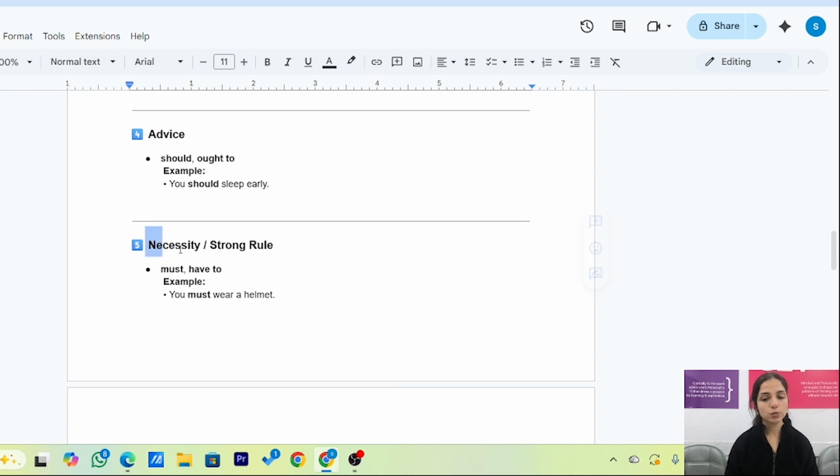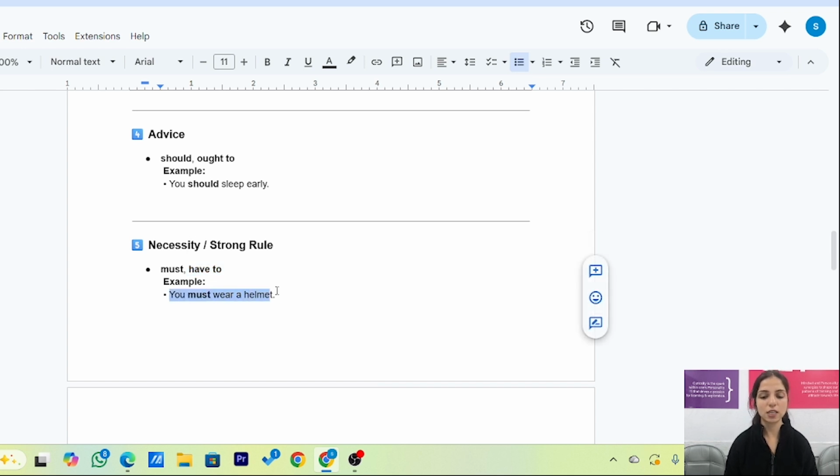Next is we use modals when we have to show necessity or a very strong rule. When you have to say that this should be done, this must be done, or you are very adamant about it, ki hona hi chahiye. So in that case, to show the necessity and urgency, we use the modal must or we can use have to. You have heard from people when they say, you have to come to our wedding, you have to come to our class. They are showing compulsion कि आपको करना ही करना है. So in this kind of situation, we use must or have to.